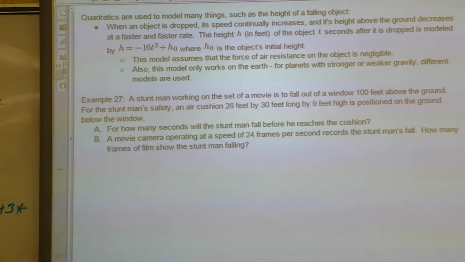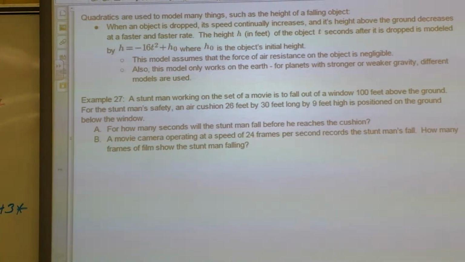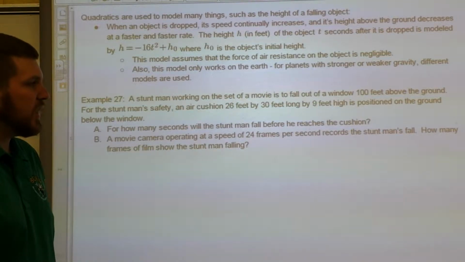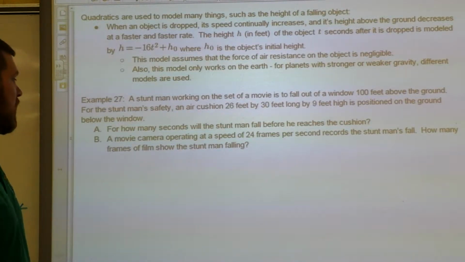All right, so in this example 27, we have a stuntman who's working on the set of a movie, and he's going to fall out of a window 100 feet above the ground. For the stuntman's safety, an air cushion that's 26 feet by 30 feet long and 9 feet high is positioned on the ground below the window. For how many seconds would the stuntman fall before he reaches the cushion?